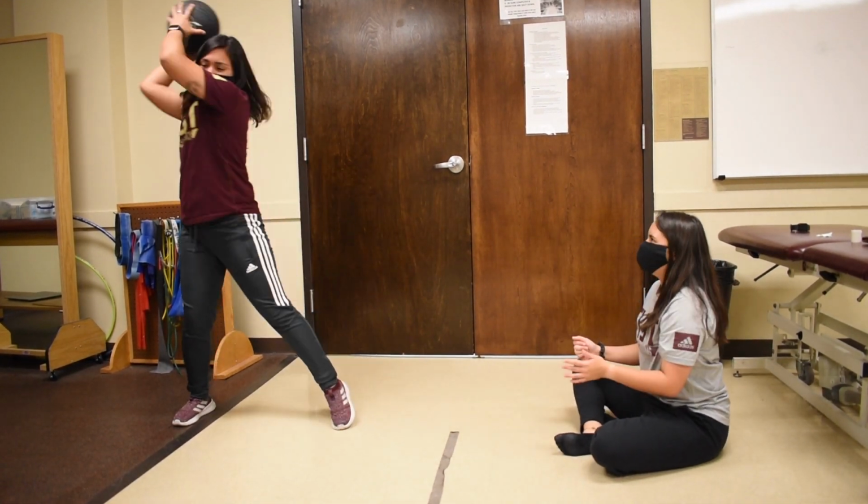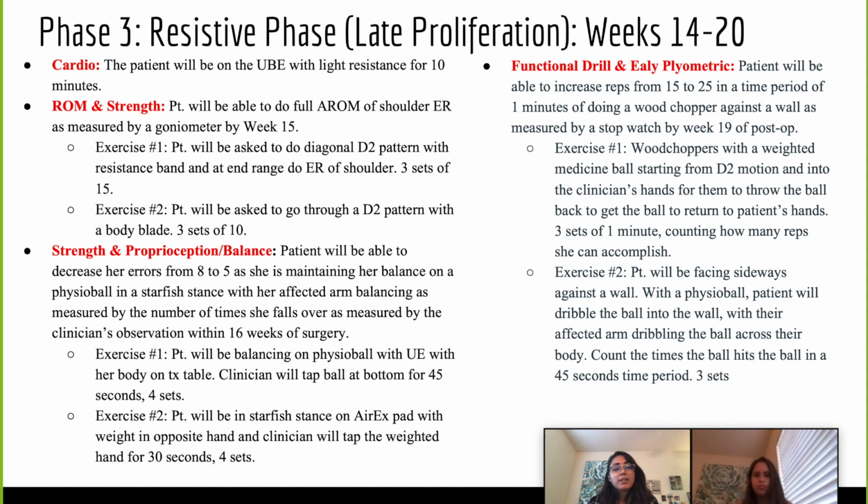Our second exercise is that the patient will be facing sideways against the wall. With the physio ball, the patient will be dribbling the ball into the wall with their affected arm, dribbling the ball across their body, and we will be counting the times the ball hits the wall in a 45-second time period for 3 sets. We believe that this is a functional drill and plyometric because we are trying to mimic the golf swing motion, and by having the ball leave the patient's hand and come back to their hand represents a plyometric.